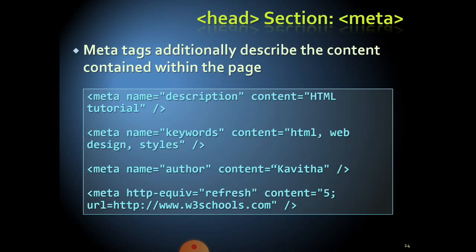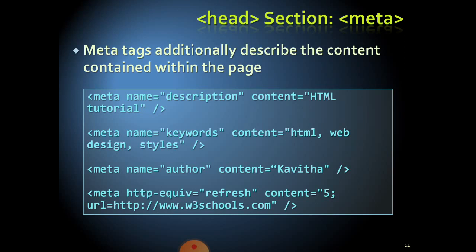In this meta section we can describe the name, the description, keywords, author, all of those in the meta tags. So meta tags additionally describe the content contained within the page. What is the content contained in the particular page? Here we have given meta name equal to description. What is the description of this particular page? It is the HTML tutorial. That is the description we are having.